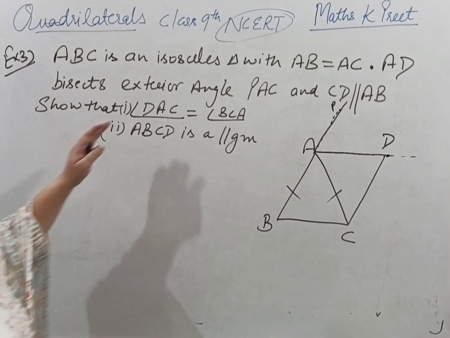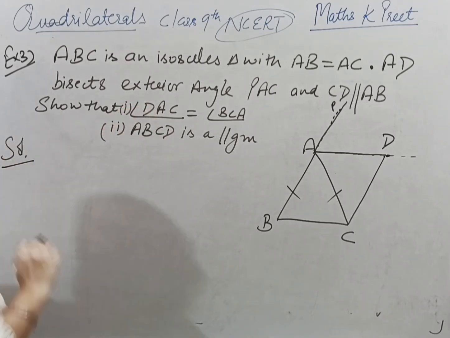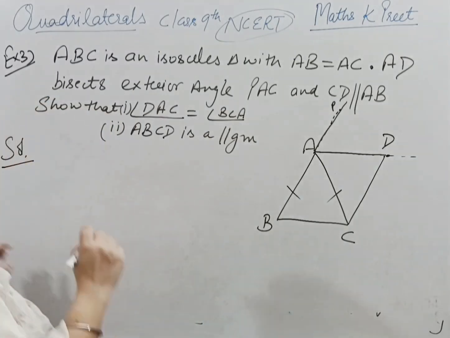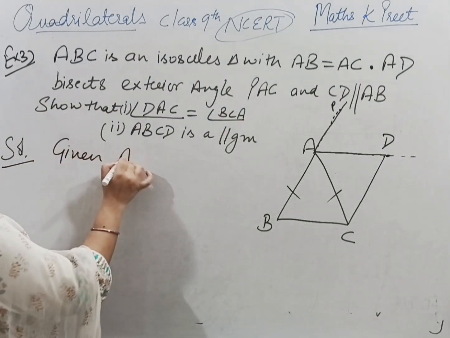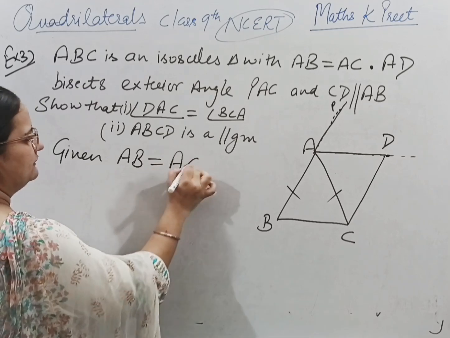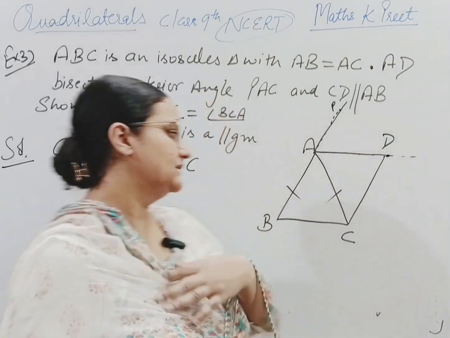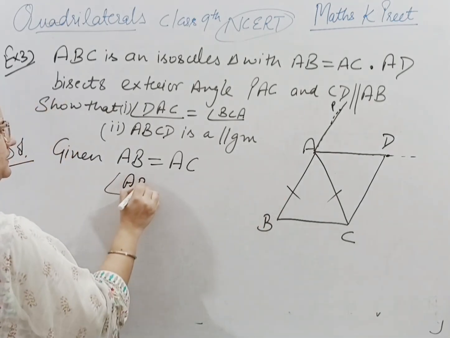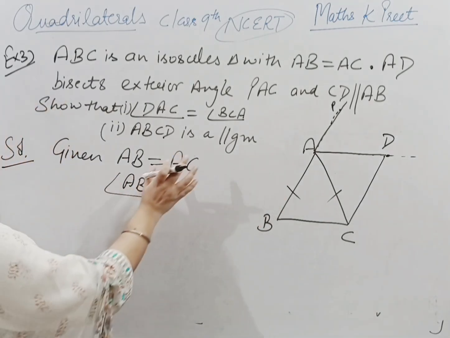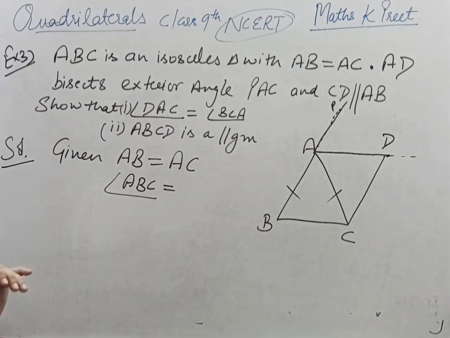What we have to prove? We have to prove these two things. Let's check what is the first thing that we have to prove. Let me write what I have. I have ABC is an isosceles triangle. So basically given is AB is equal to AC. If AB is equal to AC is given, we know the result of an isosceles triangle, that angle ABC will be equal to, directly write, if something is given, write what you can derive from that thing.